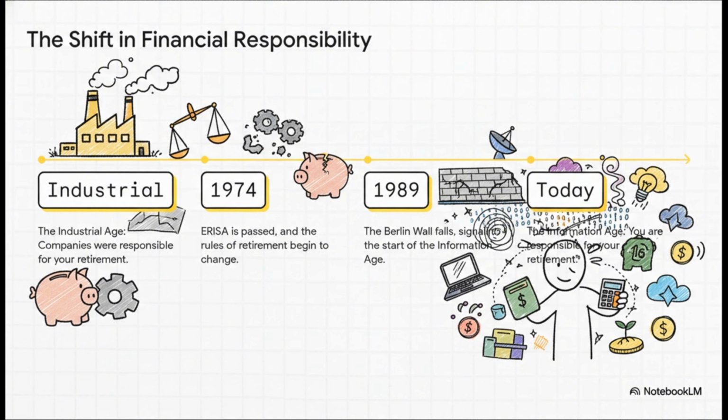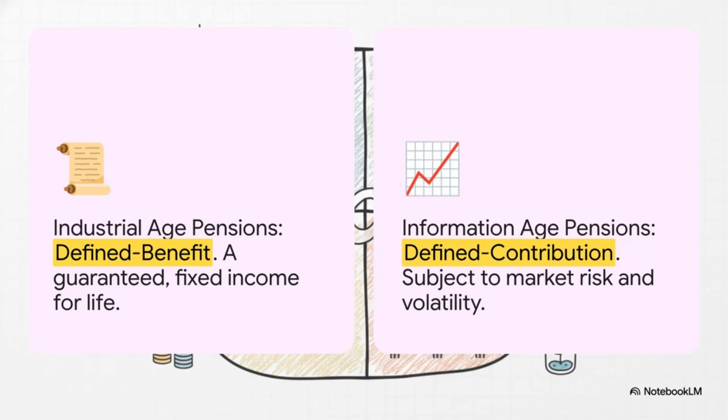Today, the responsibility for your financial future is 100% on you. You can see this shift crystal clear in how retirement works. The old way was a defined benefit pension. The company guaranteed you a check for life. It was secure, predictable. Today, we have defined contribution plans, like 401ks.